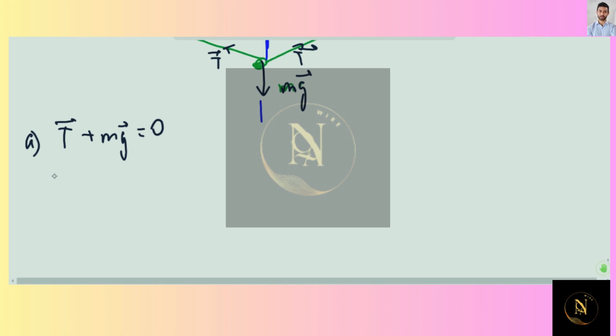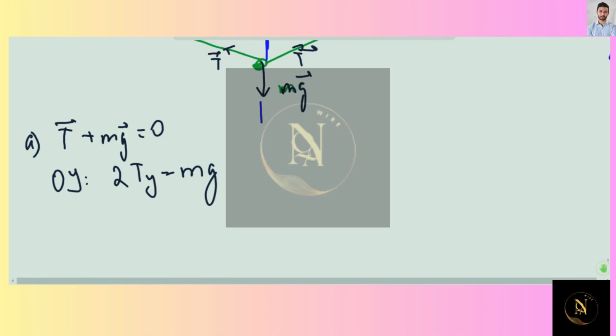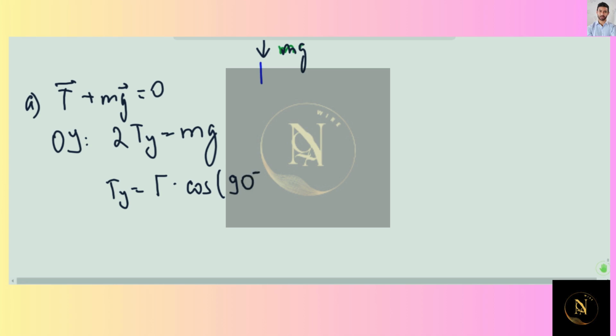So with respect to the y-axis, 2Ty equals m multiplied by g because there are two reaction forces. Ty equals T multiplied by cosine of 90° minus alpha, which equals T multiplied by sine alpha.